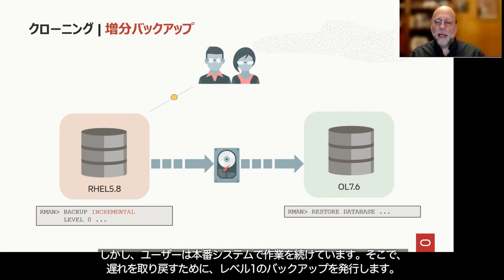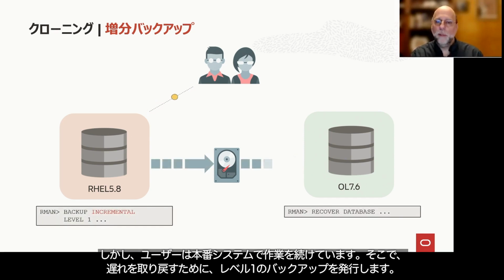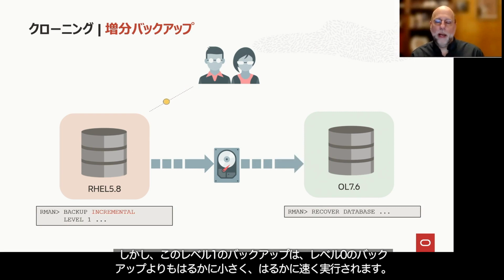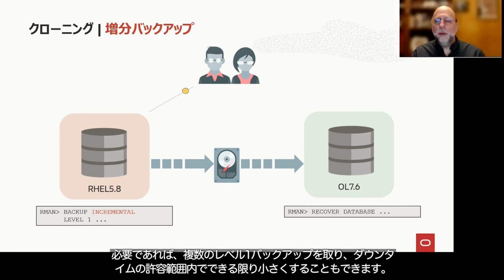So now in order to catch up, we can issue a level 1 backup. Again, an online operation. The users are still using the database. But this level 1 backup will be significantly smaller than that level 0. It'll go much faster. Instead of hours, it's a matter of minutes in many cases. And if you need to, you can take multiple level 1 backups to get that increment as small as possible down into your allowable downtime window.